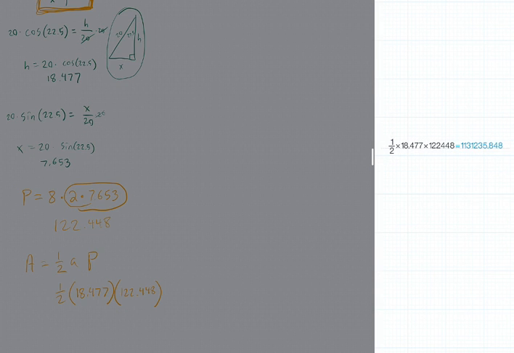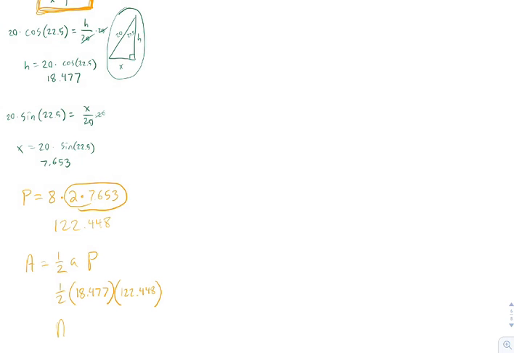There we go. Oh, I forgot a decimal there. Let's try that again. There we go. So let's round that off to a nice whole number, 1131. So area is around 1131, and you can do better approximations using more decimal places.